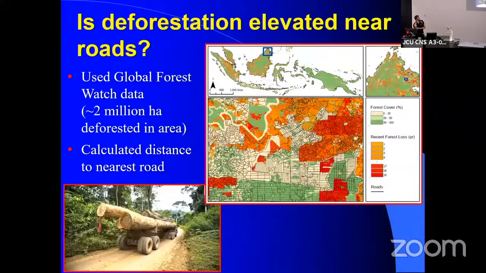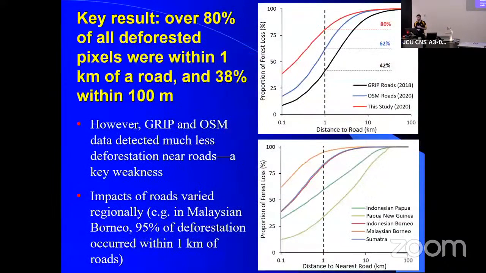And our next question was, how closely is deforestation tied to road proximity? And we used the global forest change data, and we mapped about 2 million hectares of deforested area, and we calculated the distance for each area to the nearest road. And what we found was that throughout our areas of the Asia Pacific, about 80% of all deforestation occurred within 1 kilometer of a road, and about 38% of it occurred within 100 meters. So there's a very strong relationship between roads and deforestation.